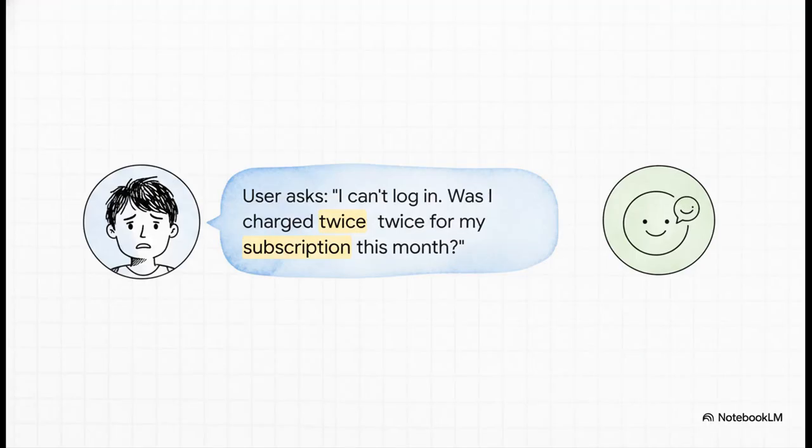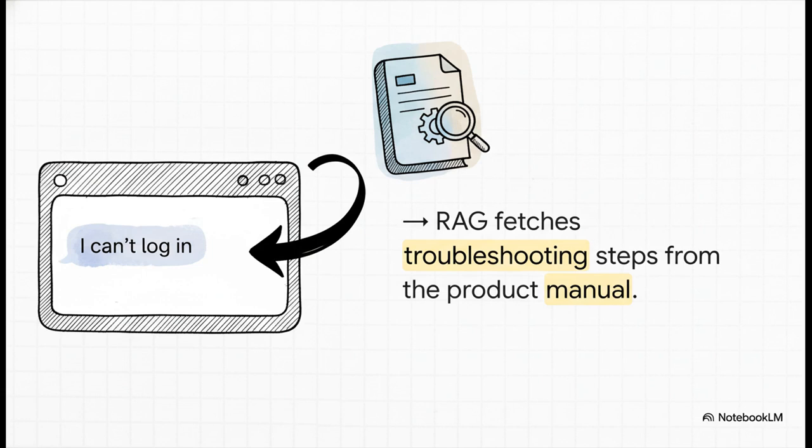Okay, let's walk through a super common customer support scenario. A user messages your bot and says, "Hey, I can't log in. Also, was I charged twice for my subscription this month?" Now, that one question actually needs two totally different kinds of information to answer it properly. So first, to handle the login problem, the system uses RAG. It goes and pulls the standard, static troubleshooting steps right out of the product manual. That's our librarian grabbing the right book off the shelf.